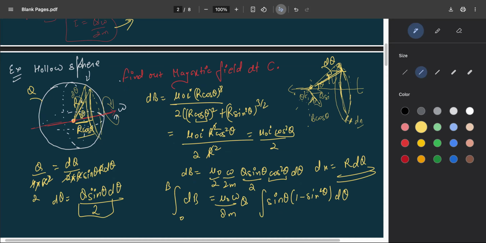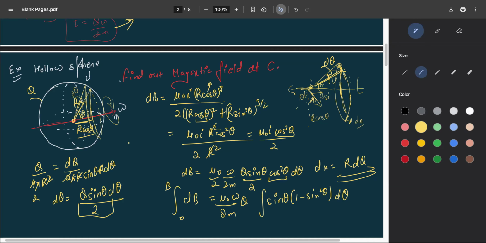Just a second, let me see if something is mistaken so far. I don't think so. Okay, here we are getting cos theta. Okay, Kirtna, this is one mistake we have made. It should be sine square theta. Why is this sine square theta?